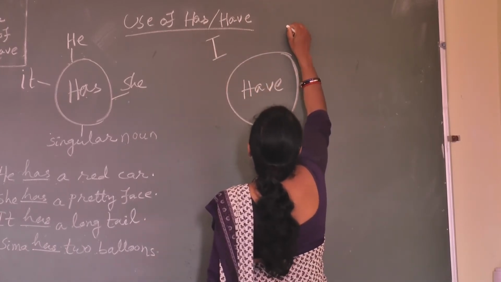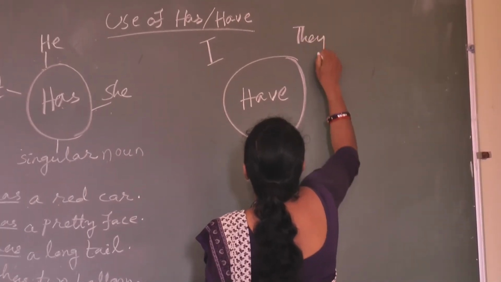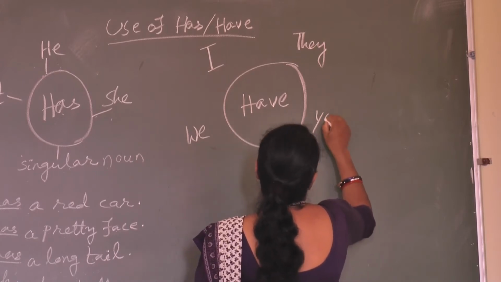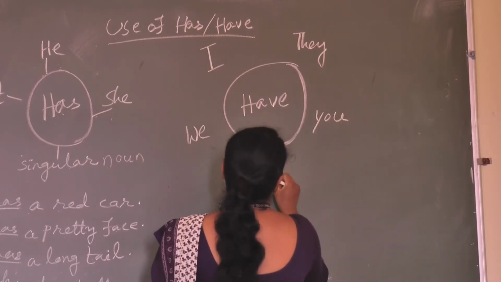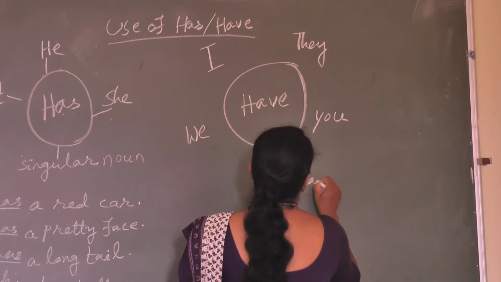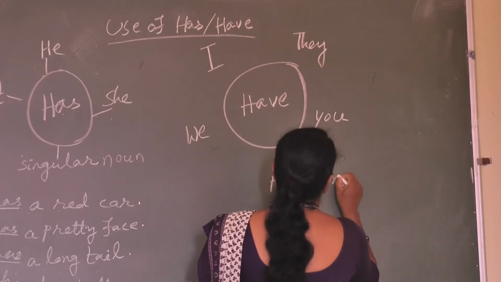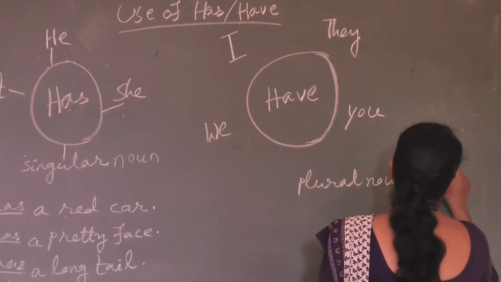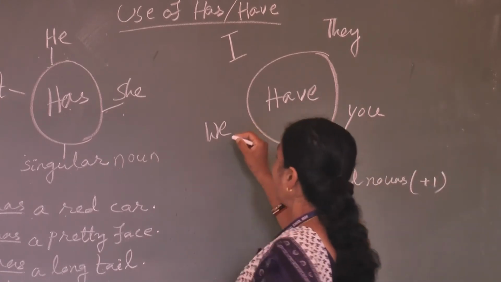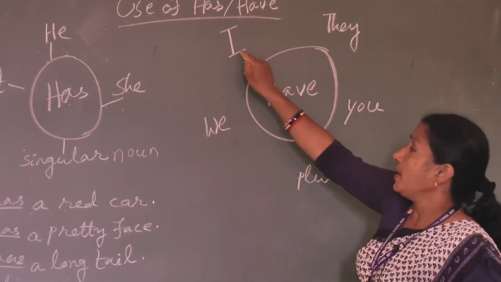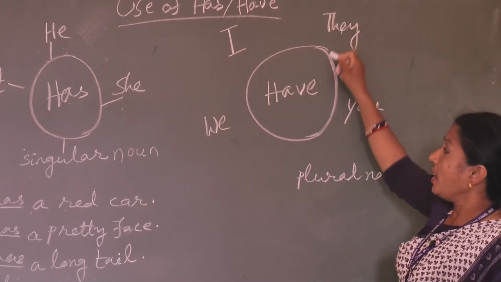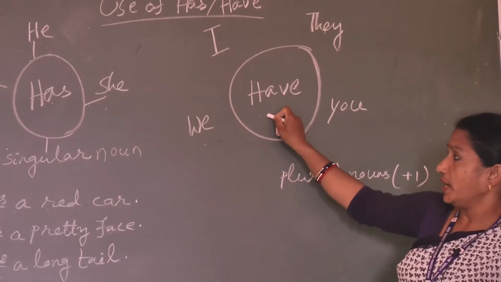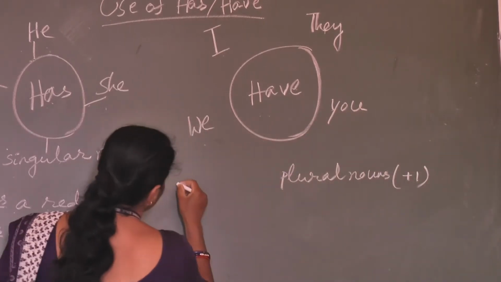We use have with I, they, we, you, and plural nouns. Plural nouns means more than one. That means, you see children, I have, they have, we have, you have. Okay, see some examples here.